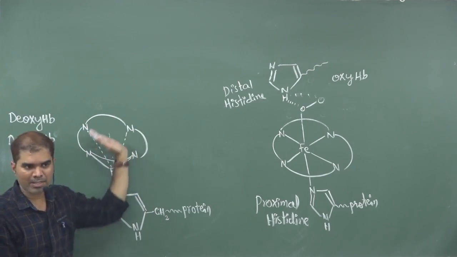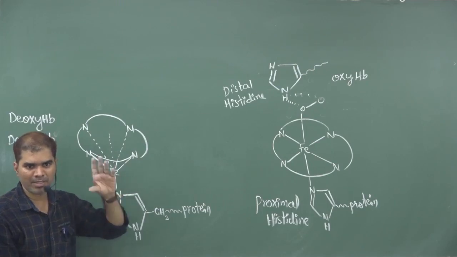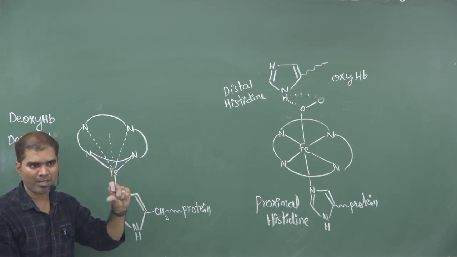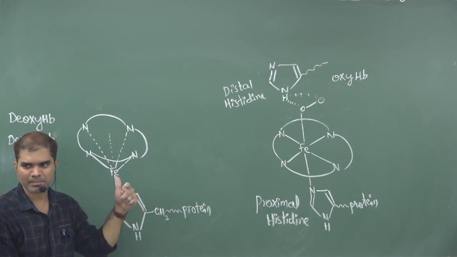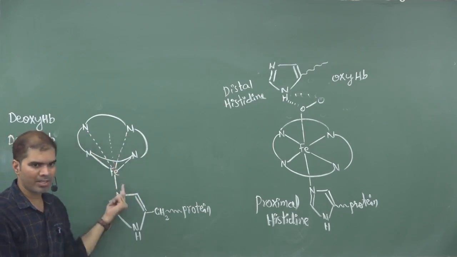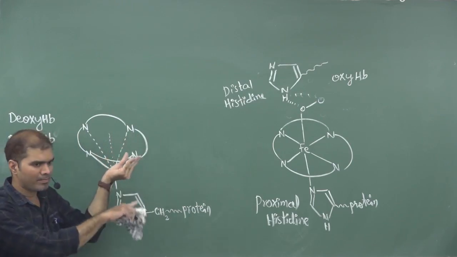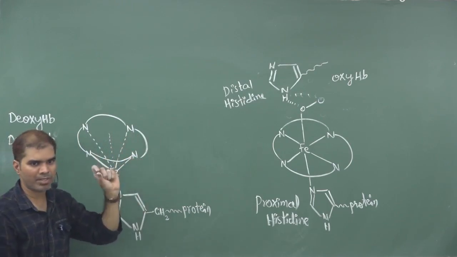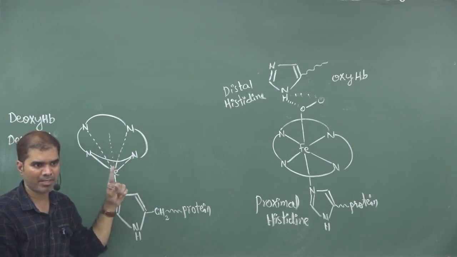If I don't consider the 6th vacant coordination site, the geometry we can call a square pyramid. But it is not a perfect square pyramid, it is a tetragonal square pyramid. You can call it tetragonally distorted. What is the reason? If this iron is present exactly in this plane, I may call it a square pyramid. But it is not like this, it is coming out. Therefore we call it tetragonally distorted. So the geometry is a tetragonally distorted square pyramid. That is one way to understand.